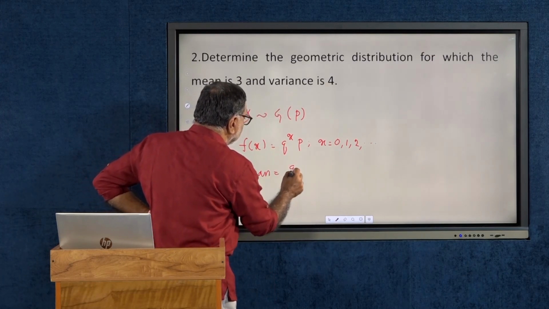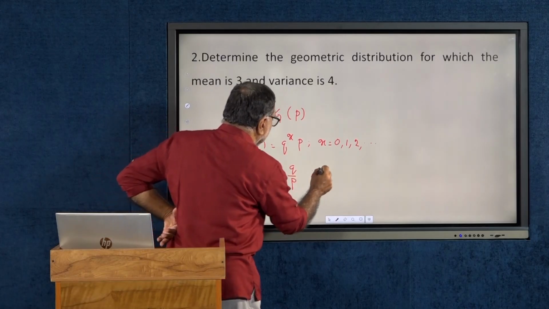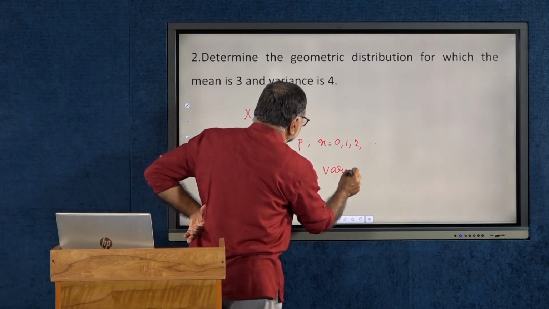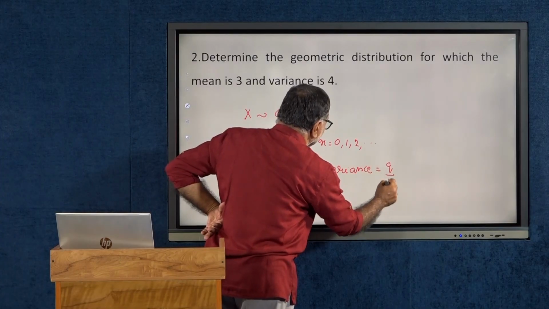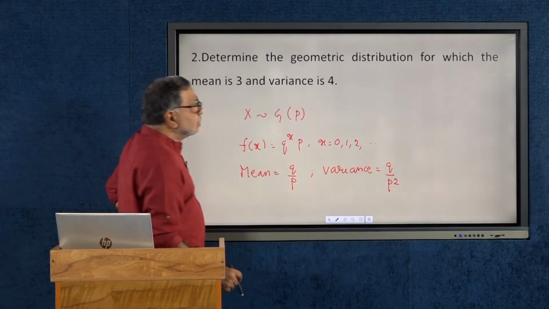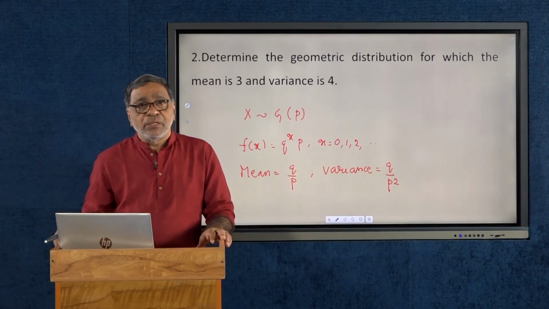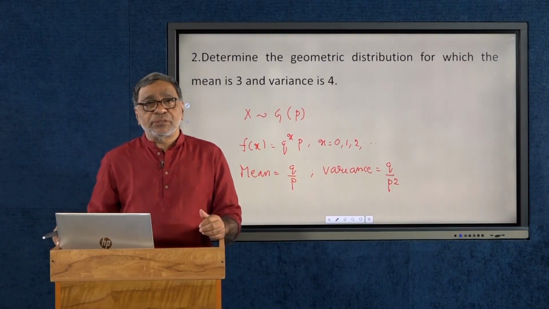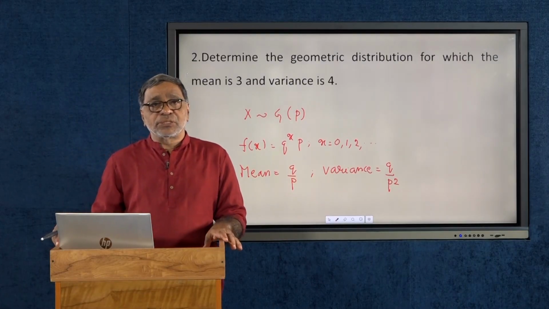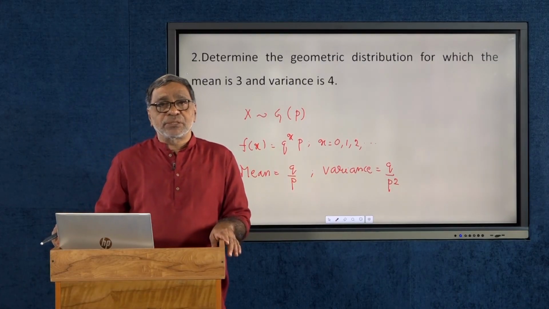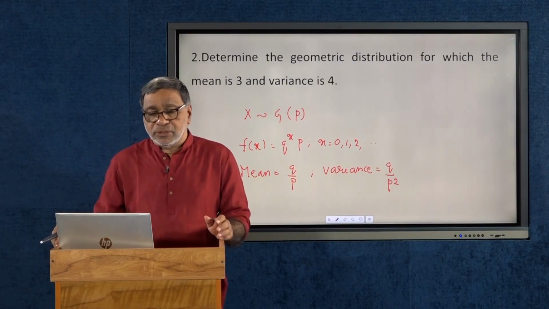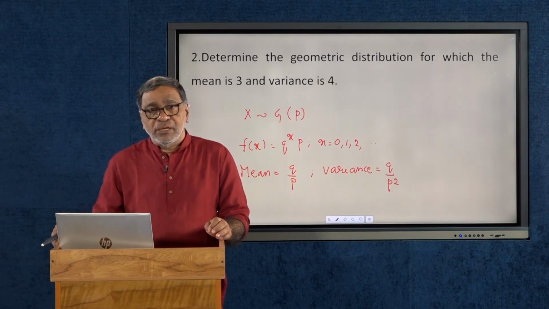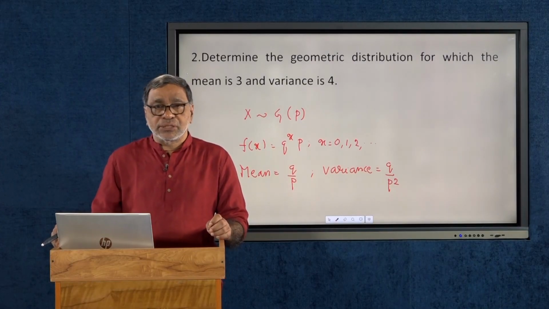Mean is equal to q divided by p, and variance is equal to q divided by p square. Suppose you are given that geometric distribution for a random variable x, where x is the number of failures preceding the first success, that is f of x is equal to q power x into p, where x is equal to 0, 1, 2, 3 etc.